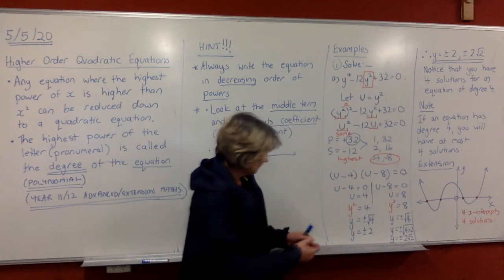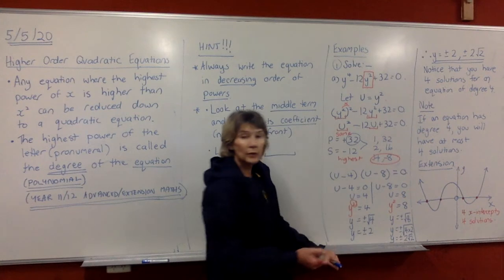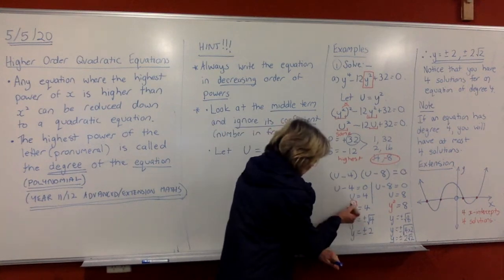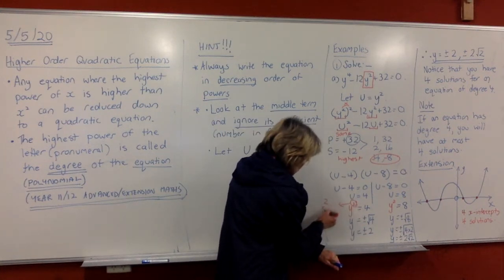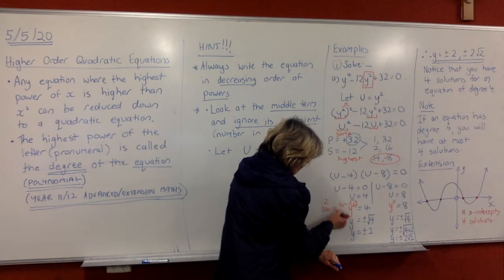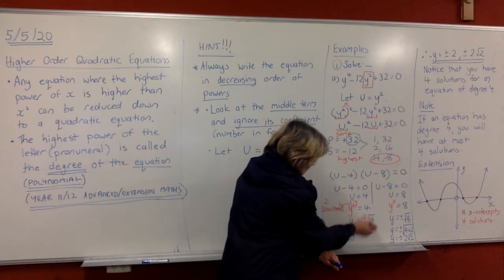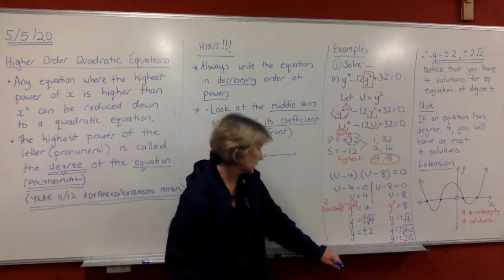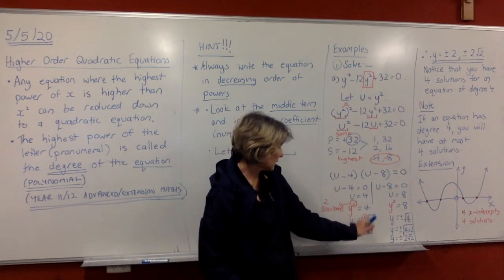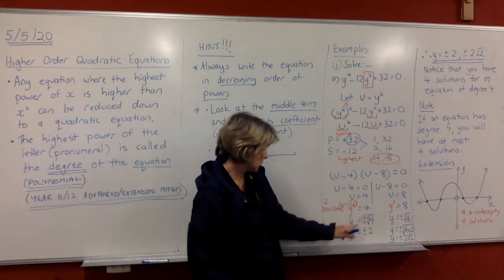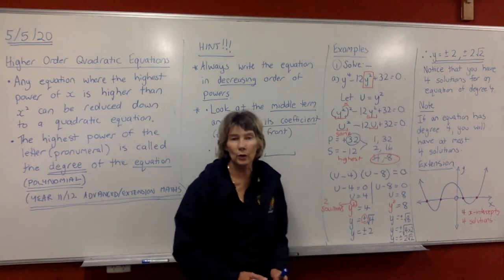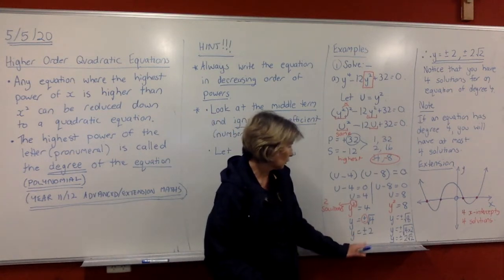So don't forget, if you've got a squared, we know that we're going to end up with two solutions. One being a plus and one being a minus. And we're going to go to the other side and square root. So we have plus or minus the square root of 4, which is plus or minus 2.